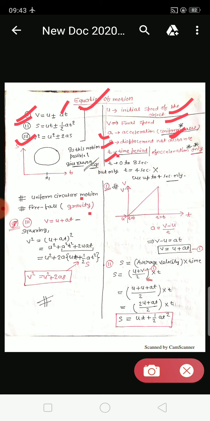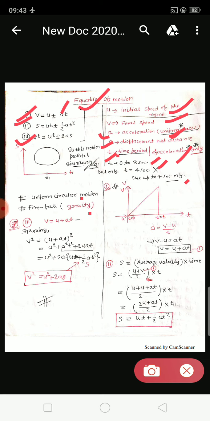Secondly, t equal to time period, and this time period is the time period of acceleration only. It means that suppose in any question it is given that the object has traveled in the time interval of 0 to 8 seconds, but acceleration was only up to 4 seconds, then this equation will be used up to t equal to 4 seconds only, not in the entire motion. So first, the three equations of motion will be used in uniform cases, the acceleration value should be uniform. Secondly, this t is the time period of acceleration only. Remember, time period is the time period of acceleration only.